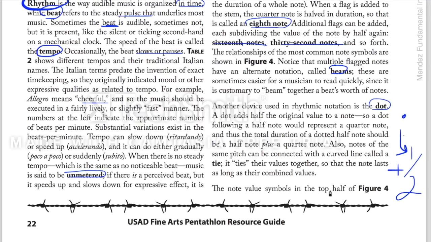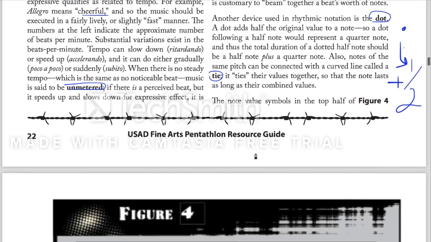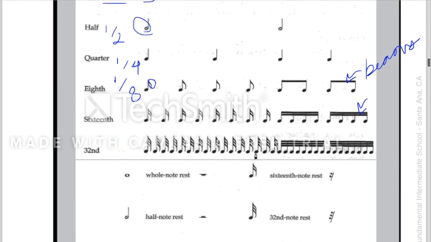Also, notes of the same pitch can be connected with a curved line called a tie. It ties their values together so that the note lasts as long as their combined values. The note value symbols are in the top of figure 4, right?